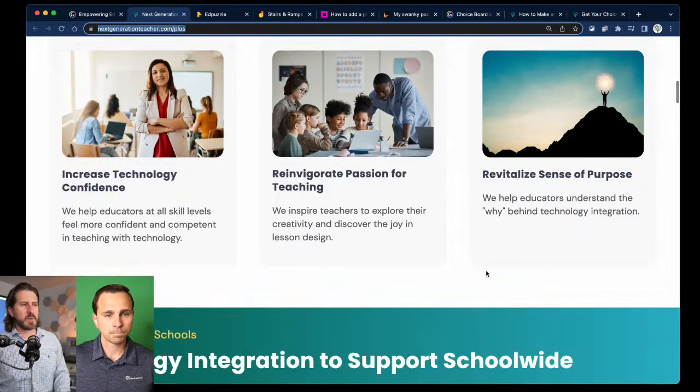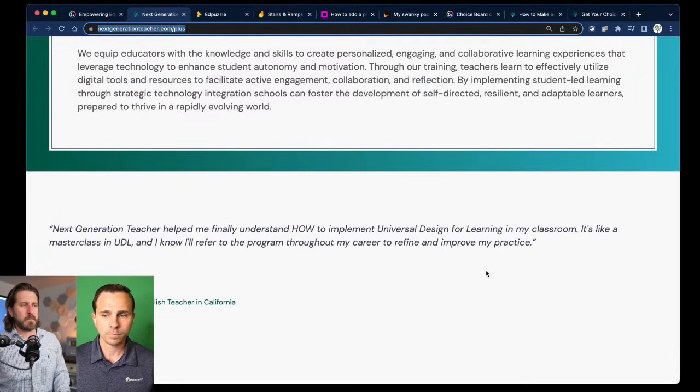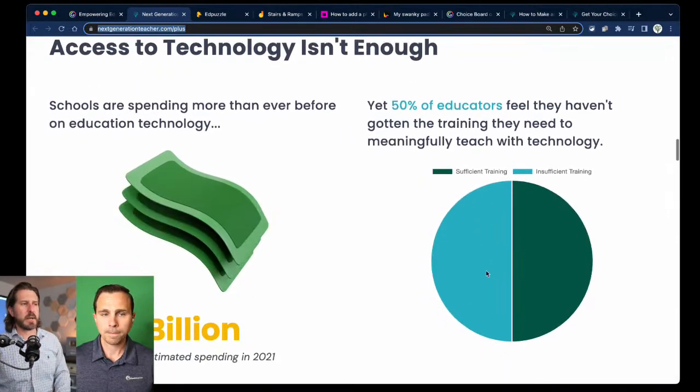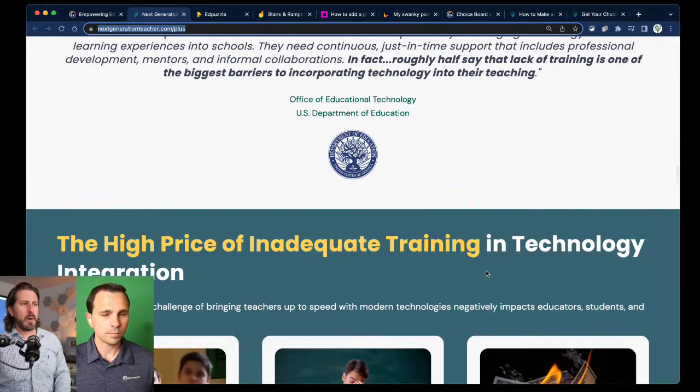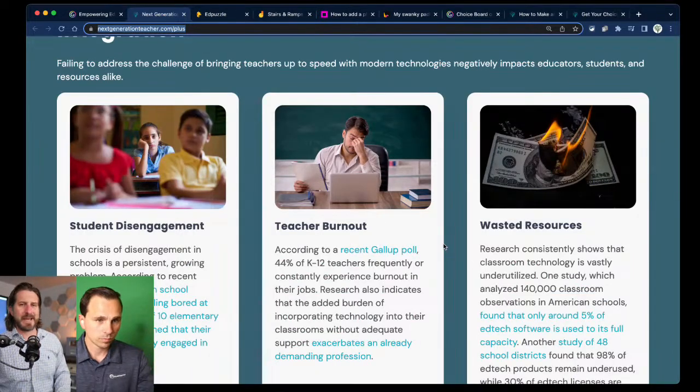I'm curious, I'm going to scroll down and show the overall process here, Tom, but what are you excited about with this program and how it might start actually making an impact on changing practice?